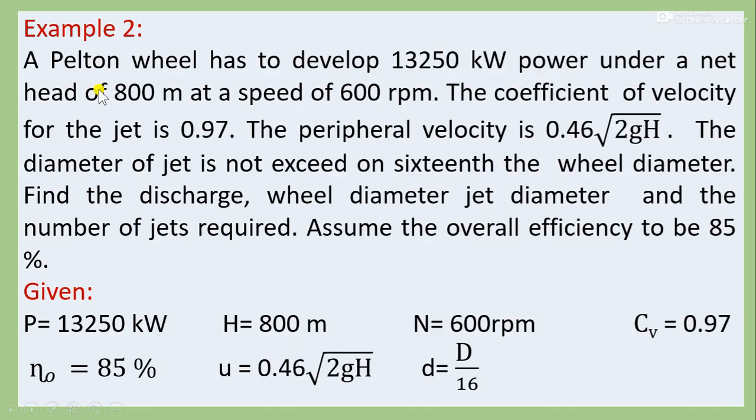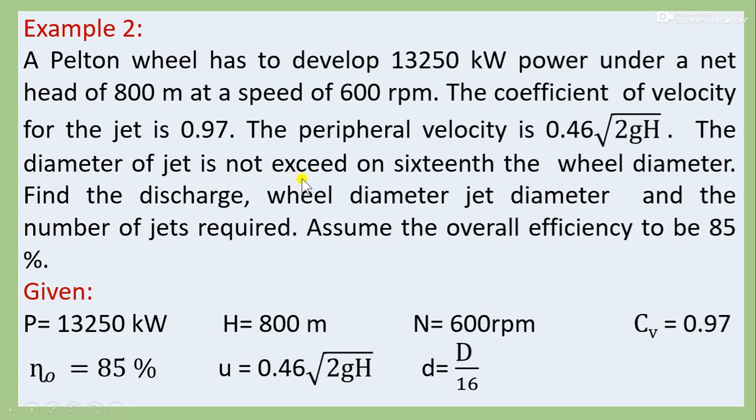Next numerical, in which shaft power developed by the Pelton wheel is given with head and speed. Here also Cv value is given. Relation for the peripheral velocity is given.